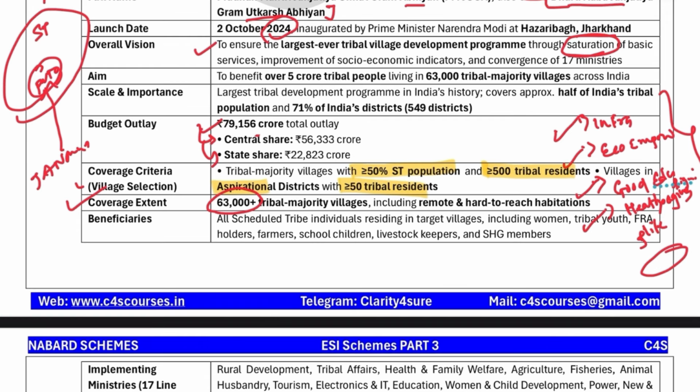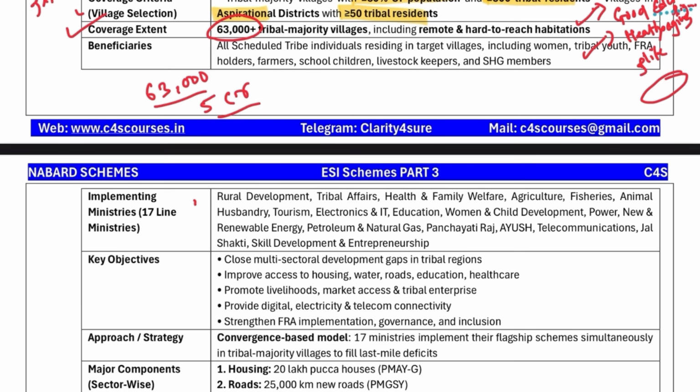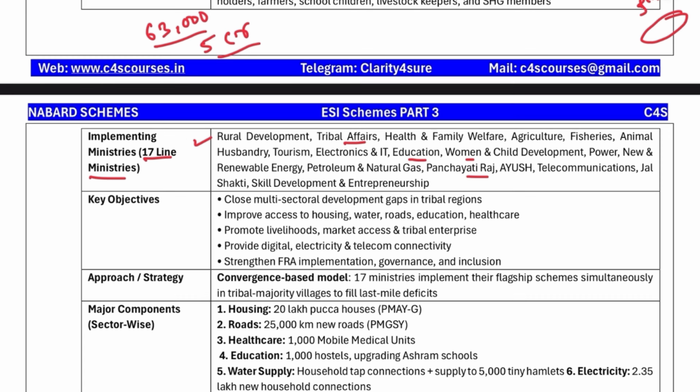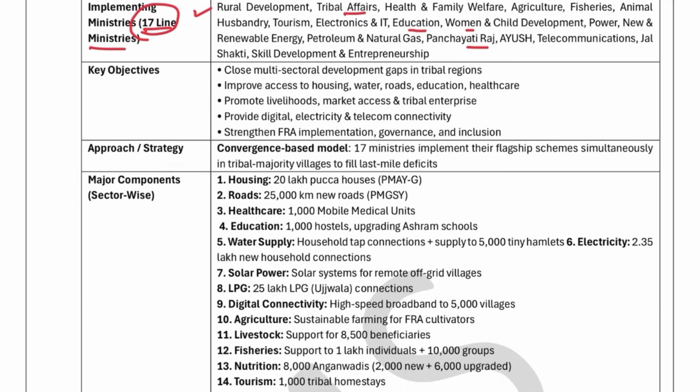Next, we want to cover 63,000 tribal majority villages. We want to benefit over 5 crore tribal people. This same statement was there in the EO examination: 5 crore tribal people and 63,000 tribal majority villages are targeted under this Dharti Aba. As I said, it is a saturation of earlier schemes. So we have 17 line ministries involved in implementing this scheme, including rural development, tribal affairs, education, women, panchayati raj, and every important ministry. 17 line ministries, remember.